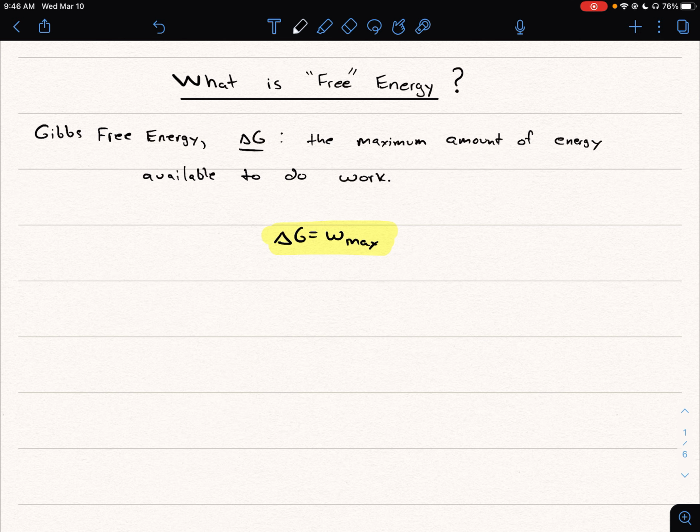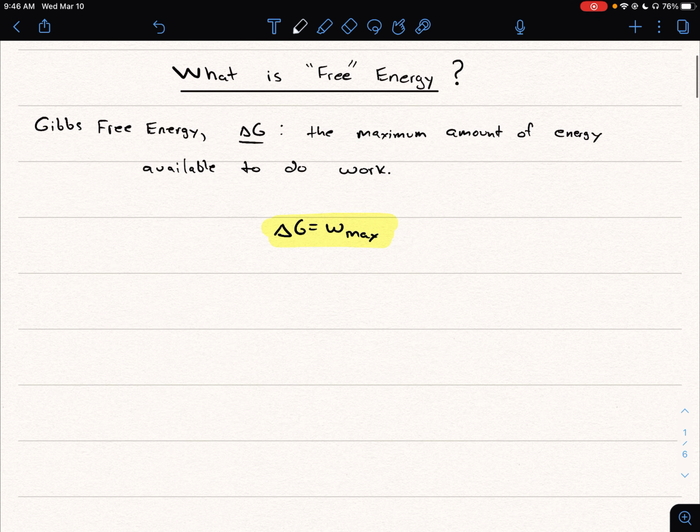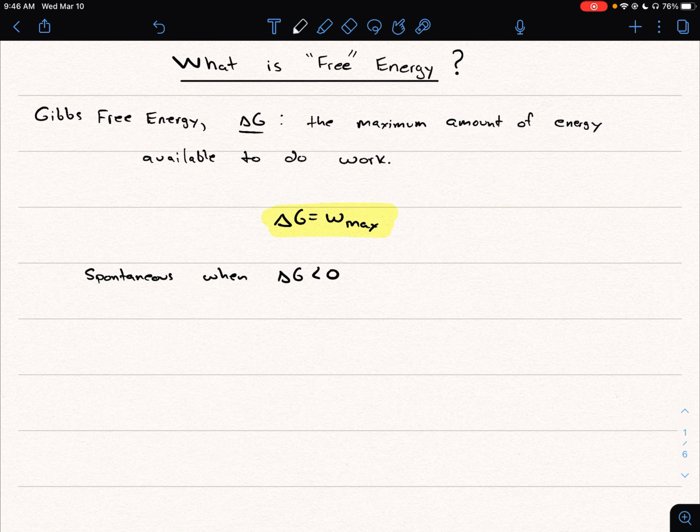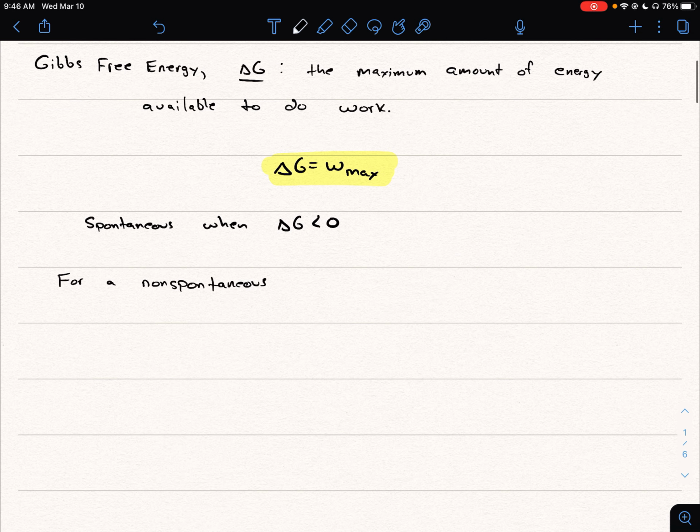And so, as we recall, a reaction is spontaneous, meaning it will happen, when delta G is less than 0 or negative. And so the other thing we can use this delta G value for is if we have a non-spontaneous reaction. So for a non-spontaneous reaction, in other words, we have a delta G greater than 0.